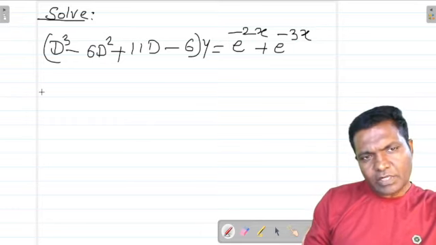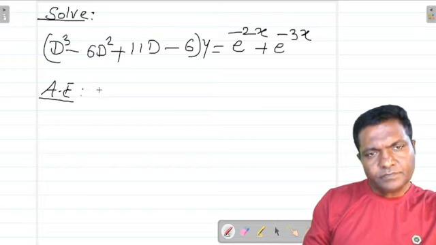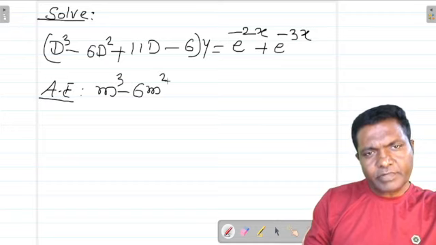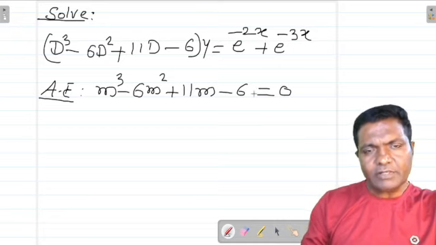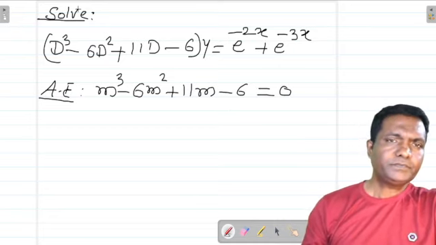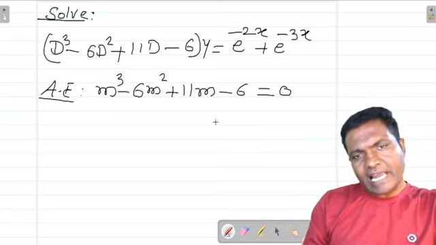So first, as usual, the auxiliary equation is m cube minus 6m square plus 11m minus 6 equal to 0. So here clearly see, we add the coefficients.